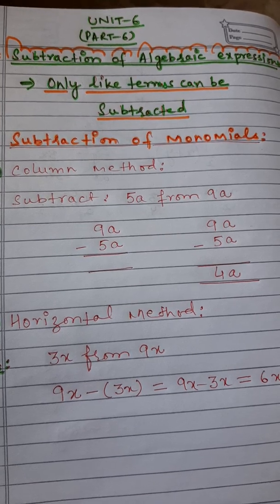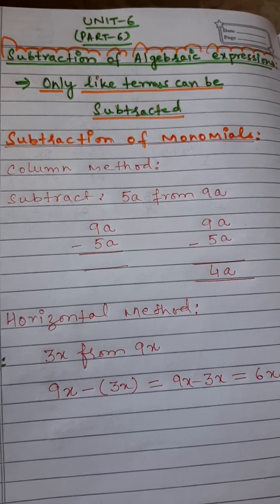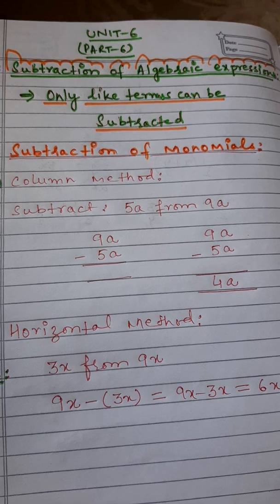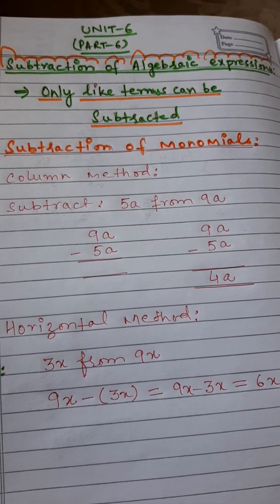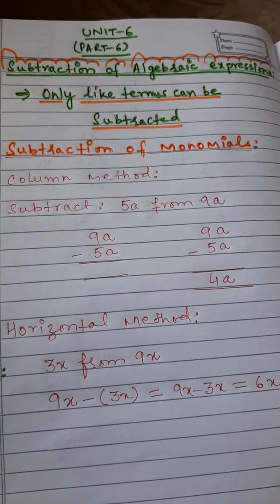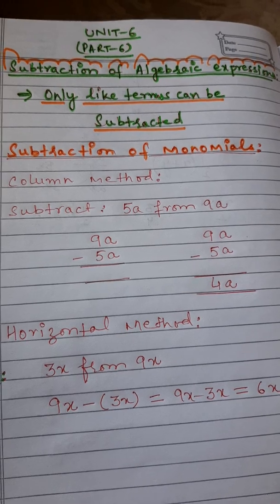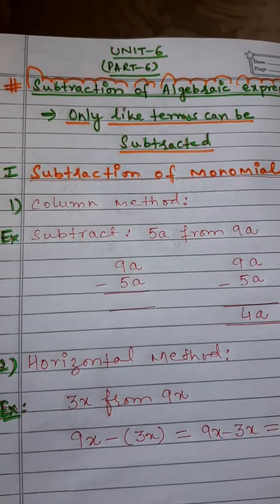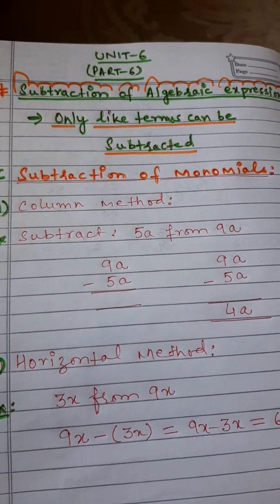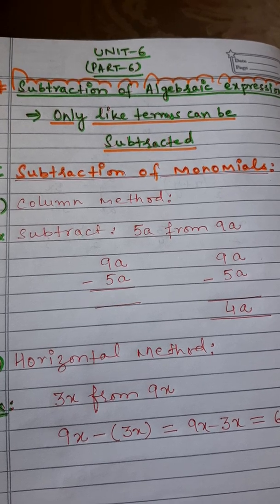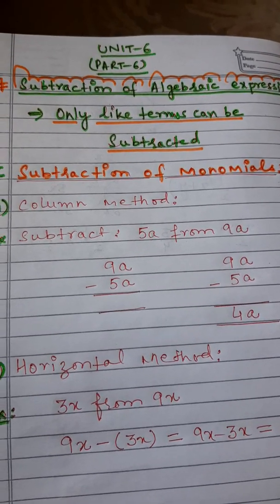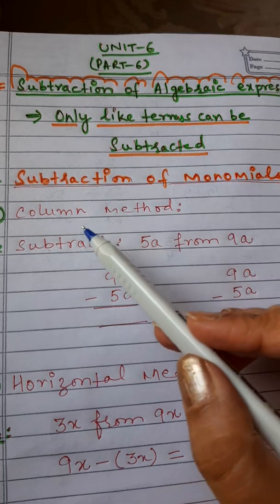Always remember before subtracting that only like terms can be subtracted, as we used to do for addition of the algebraic expressions. Now the first is subtraction of monomials. Let us learn how to do it. First we will go with the column method, right?